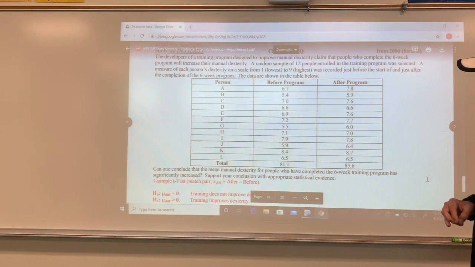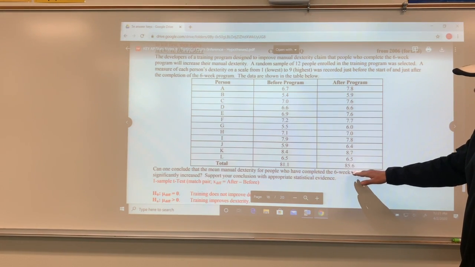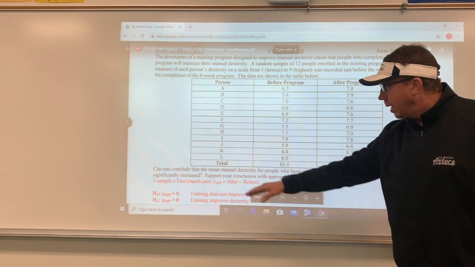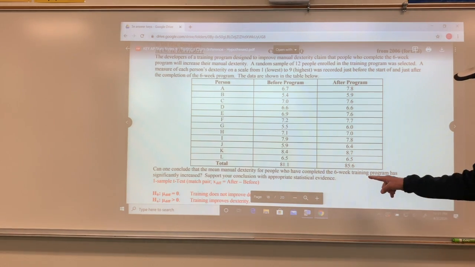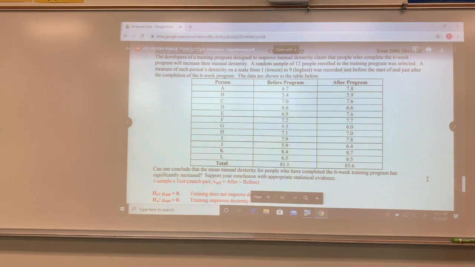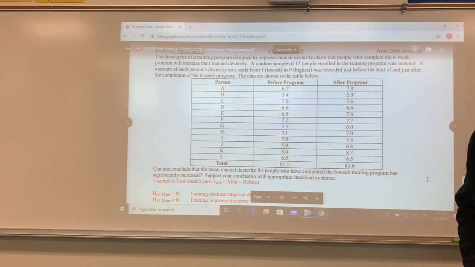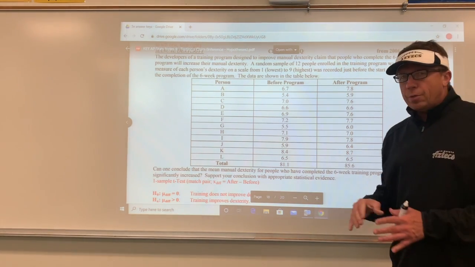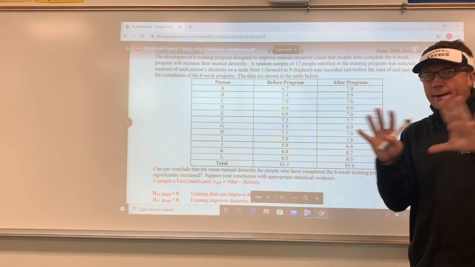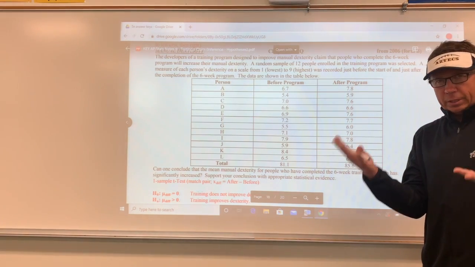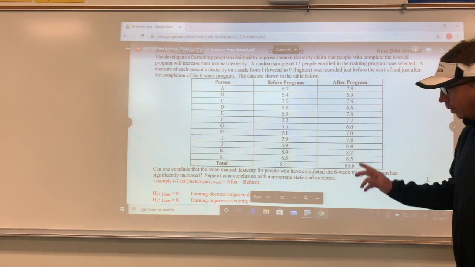Okay, so I'm going to have to move up and get rid of all this data, but you see this on your sheets, okay? And the question is, can you conclude that the mean manual dexterity for people who have completed the 6-week training program has significantly increased? Support your conclusion with appropriate statistical data. Fine. I'm going to do this one as a t-test and as a confidence interval. You would never do both on the test, but just to see that you do have the options, you'll be able to review some of the stuff from the previous chapter. Okay, here we go.